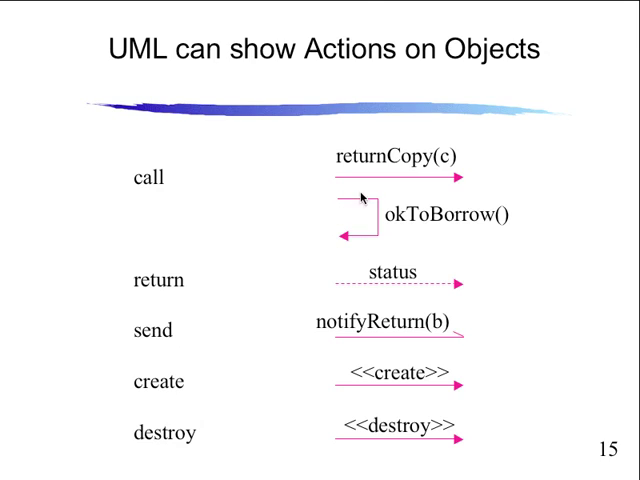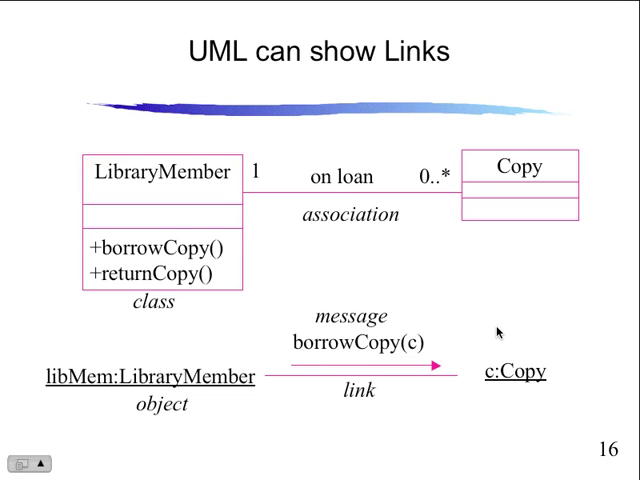Okay to borrow, and then it comes back and says okay, like a return call. It returns a status of something, and most of these are arrows. They create, destroy, showing you an action in terms of the behavior of the association. Send, modify, return.